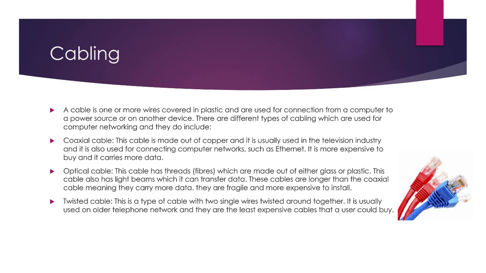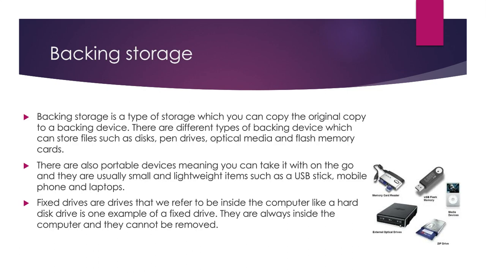So, twisted cables. This is the type of cable which has two single wires twisted around together, and it's usually used by older telephone networks, and they're the least expensive cables that a user can buy. So you find it on your telephone, basically.